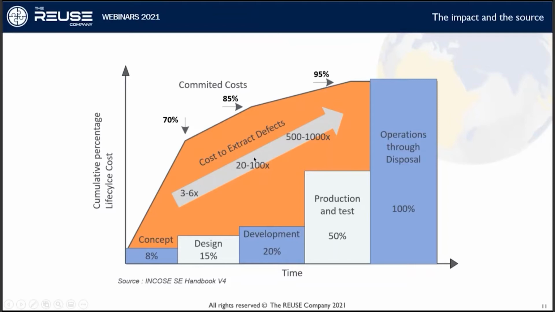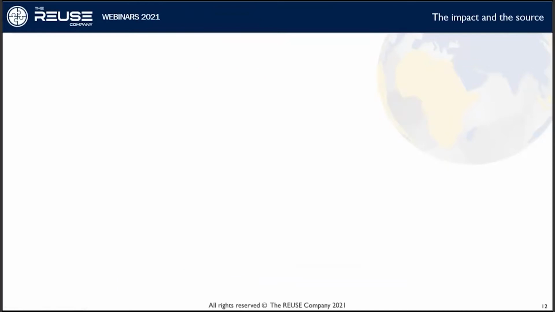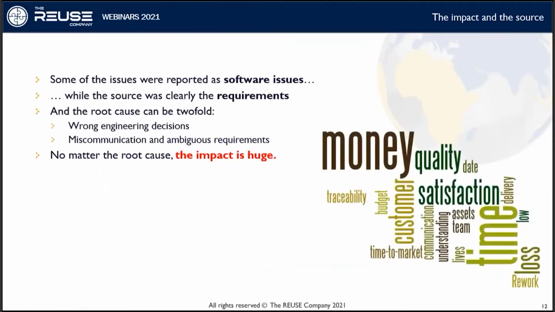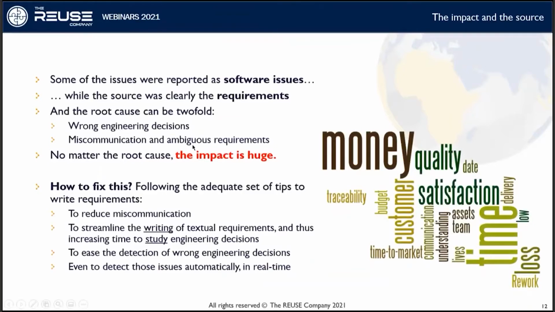So in the end, this introduction, of course, you are probably familiar with these numbers, but the idea is to set up a framework so as to define requirements quality. And here, to sum up, we say that no matter the root cause, could be software issues like the first one, or that the requirements were not considering all the properties, you see that the impact is huge, and this is what we should remember from all this.